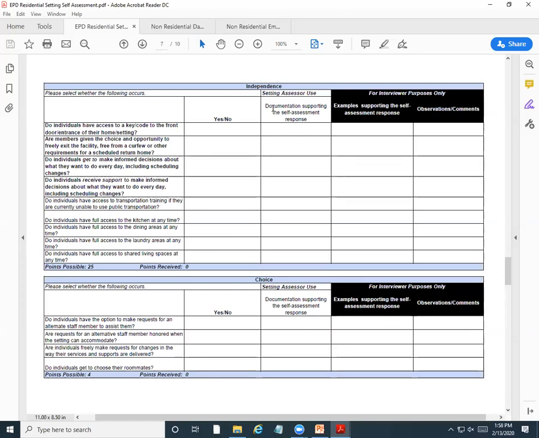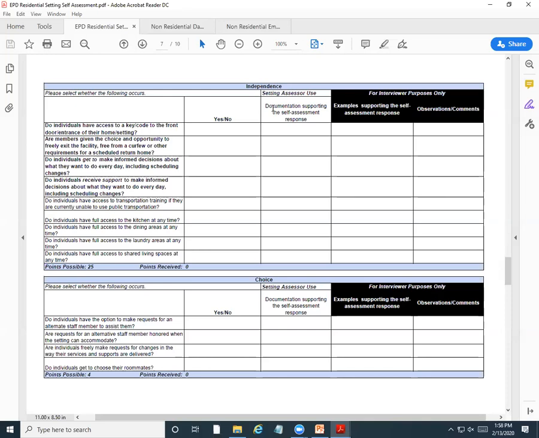We'll move on to choice. Do individuals have the option to make requests for an alternate staff member to assist them? Again, something not entirely easy. We understand your staffing constraints. So if I were a member and it was important to me to only have females interact with me, we would hope that the setting would work on a plan to eventually make that happen once you can, given your staffing constraints.